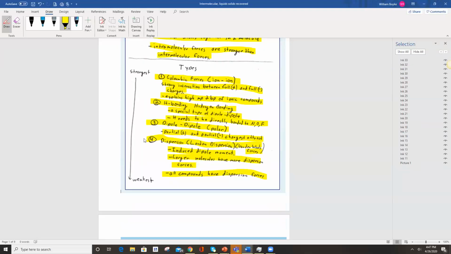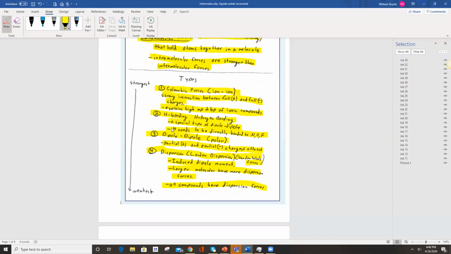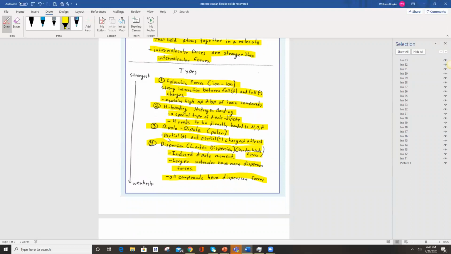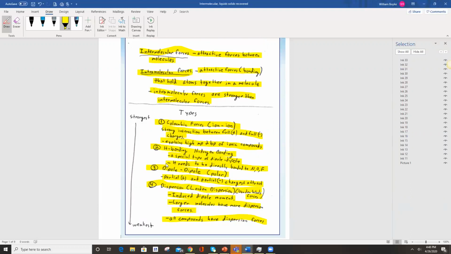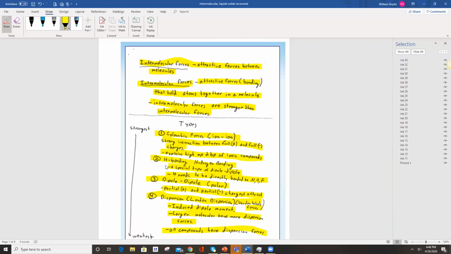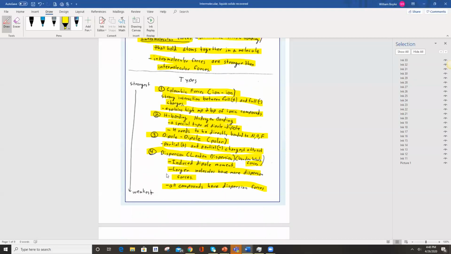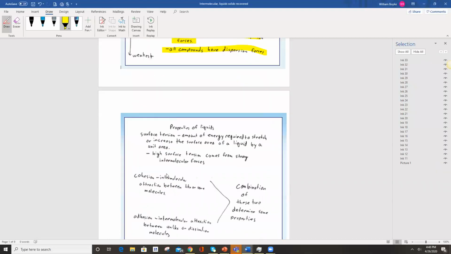So we kind of order these from strongest to weakest. You should be able to look at a molecule and say, what type of intermolecular forces does it have? The stronger the intermolecular forces, the higher things like melting points and boiling points are going to be. Those that have weaker intermolecular forces will have lower melting points and boiling points. This idea of the types of intermolecular forces is a recurring theme throughout this entire section. So we're going to be talking a lot about those intermolecular forces.